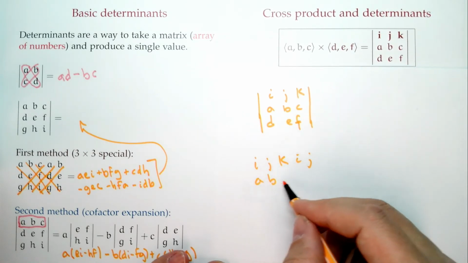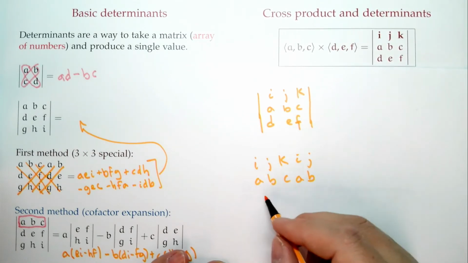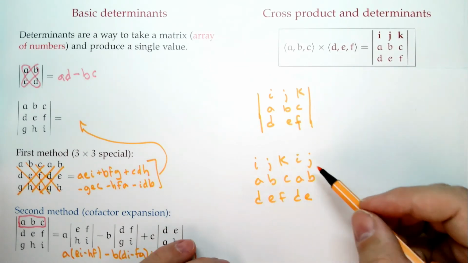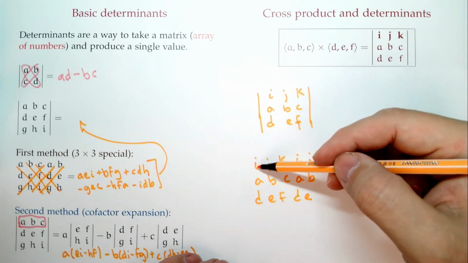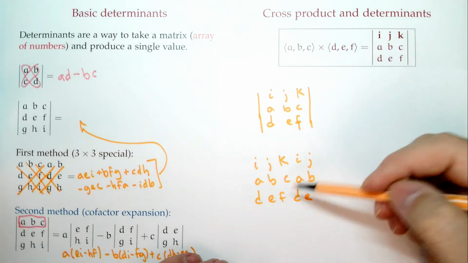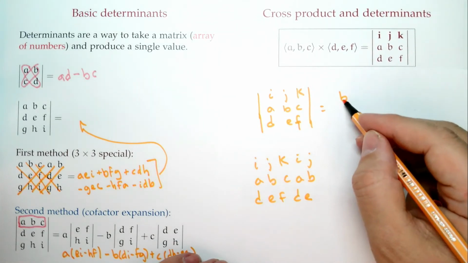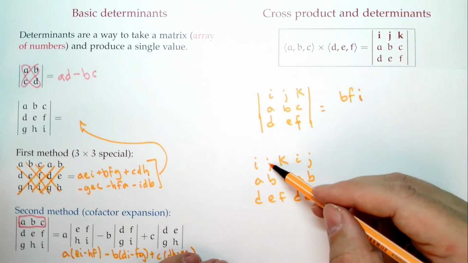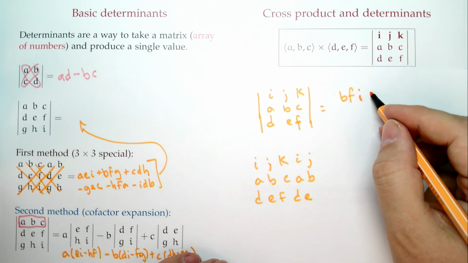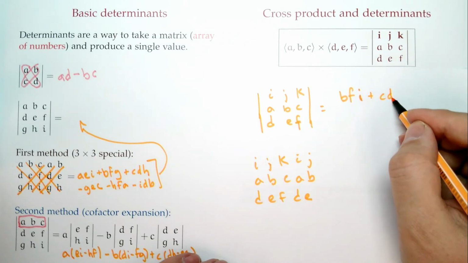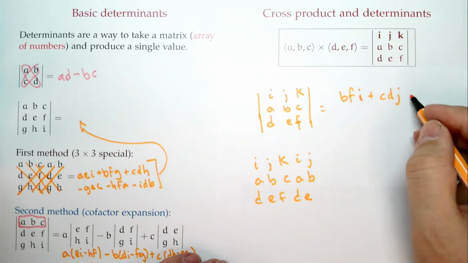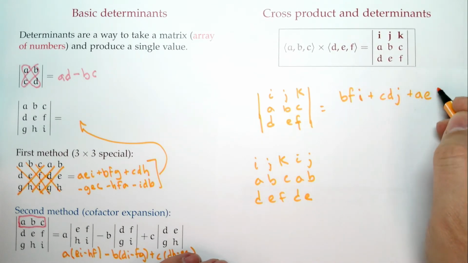So A, B, C, A, B, D, E, F, D, E. And now I start going down. So I have B, F, and I. So B, F, I. Then J, C, D. So I'm going to put C, D, J, and K, A, and E. So A, E, and K.